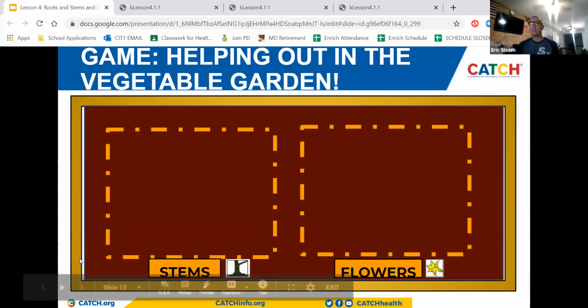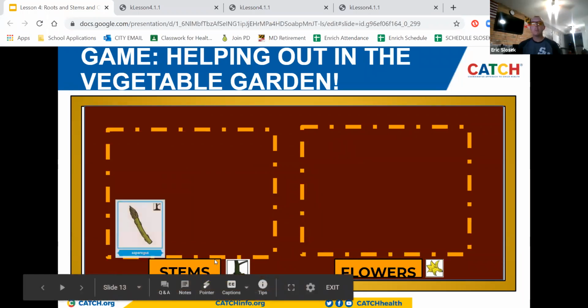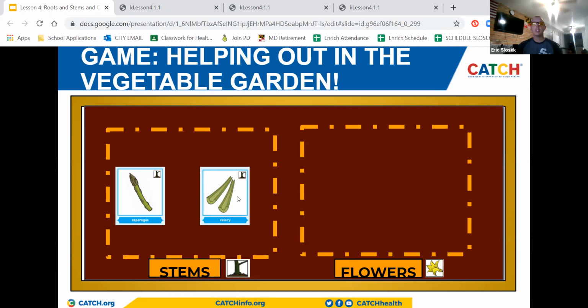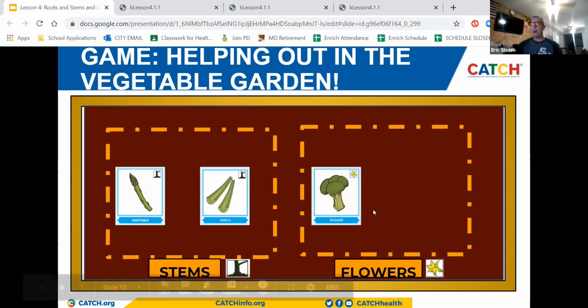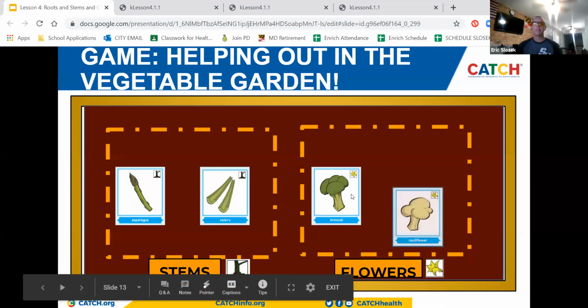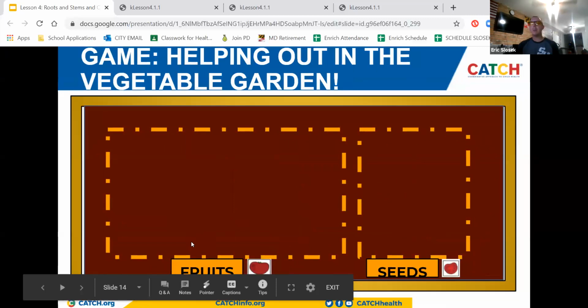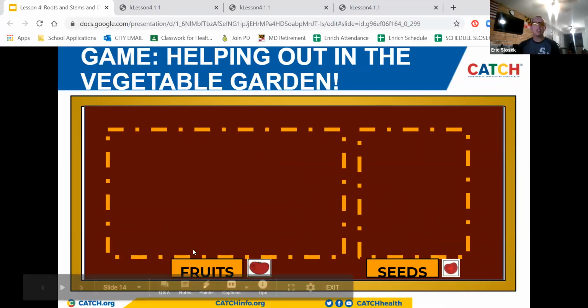And when we go to the garden of stems, remember, asparagus is a stem of its plant. Celery is a stem of its plant. And the flowers, remember, broccoli and cauliflower are all flowers of their plant. And lastly, we have our fruits and our seeds.